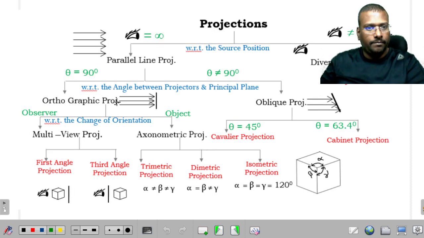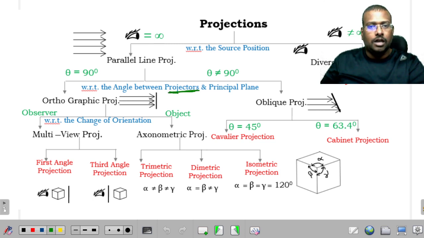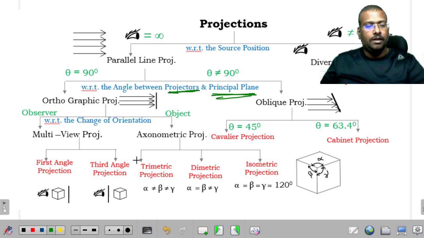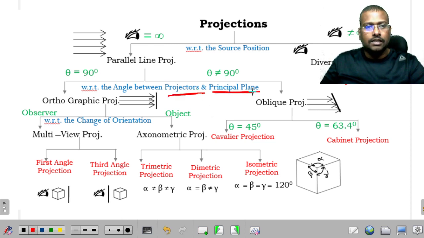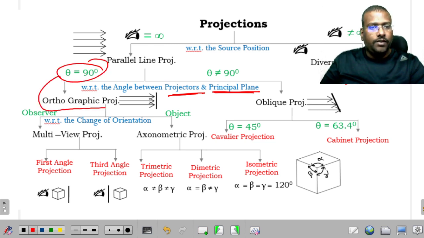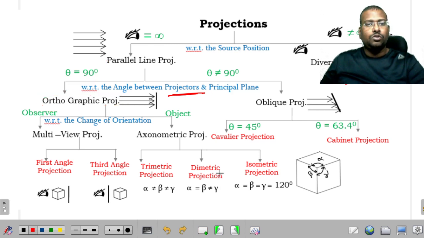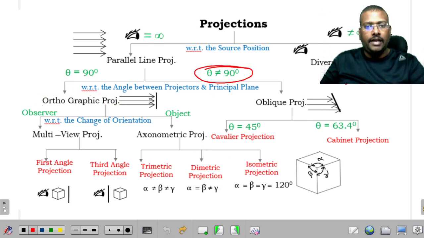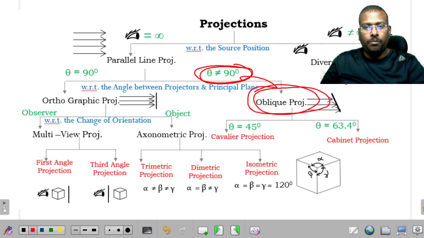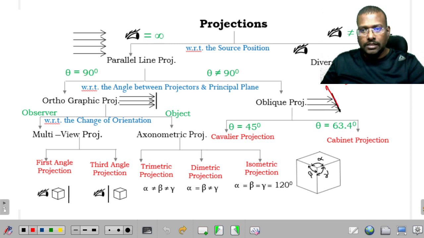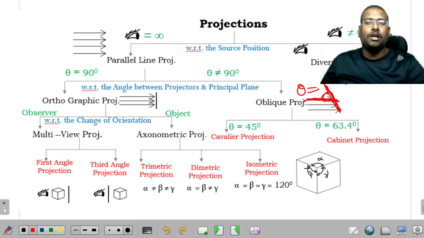When the angle between projectors, meaning rays, and principal plane is perpendicular, 90 degrees, then it is called orthographic projection. Ortho is nothing but 90. If the angle between them is other than 90 degrees, then it is considered as oblique projection. Here also if you observe, this is the principal plane, this is the projector, and the angle theta is not equal to 90. So it is considered as oblique projection.